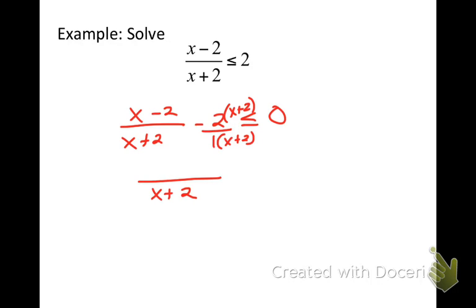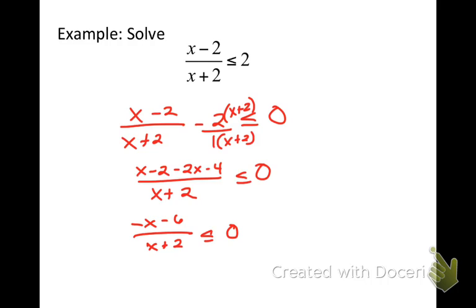On top, x minus 2 stays. Now be careful, we're distributing a negative 2. So a negative 2 times x is negative 2x. A negative 2 times a positive 2 is a negative 4. It's less than or equal to 0. Combine like terms in your numerator, so it looks like you get a negative x minus 6 all over x plus 2 less than or equal to 0.